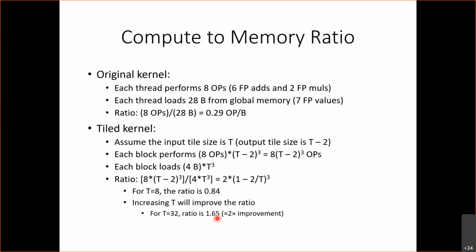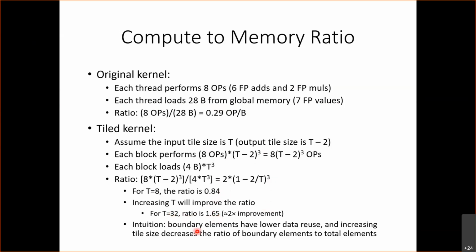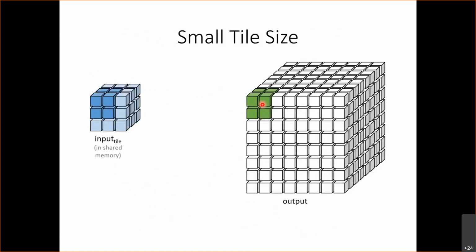The intuition behind this idea of increasing t is that the boundary elements have low data reuse. So if I increase t, I'm increasing the tile size, so I'm increasing the number of internal elements, which makes the ratio of boundary elements to internal elements less. For example, when my thread block over here was this small, I had a lot of boundary elements compared to my internal elements. And the internal elements are the ones that have data reuse. The boundary elements don't have data reuse.